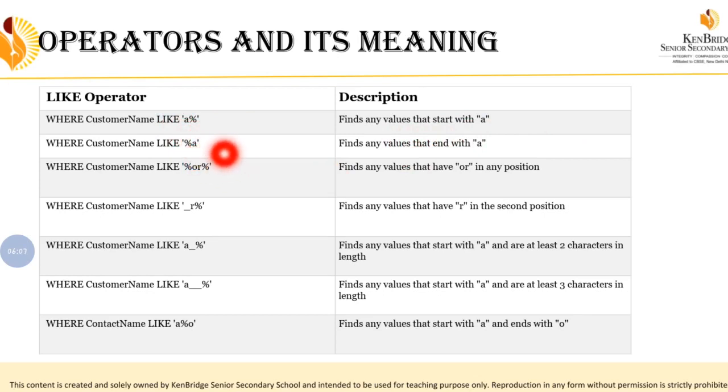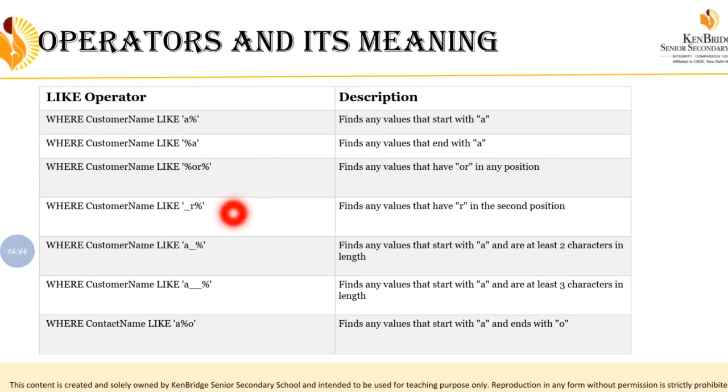And the next one, where customer name LIKE '%A', means it should end with A. So if it is A%, it should start with A. If it is %A, it should end with A. And just look here, %or%, which means it will find any values that have OR in any position. That customer name should have OR in any place, but continuously, OR has to be there. Likewise, whatever names are present in the table will be retrieved by this statement.